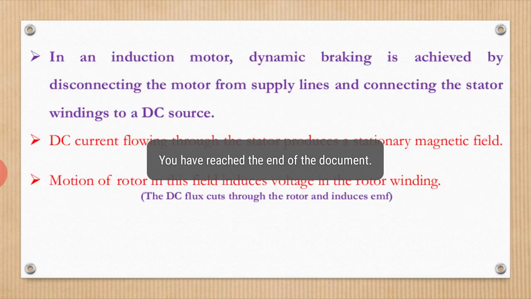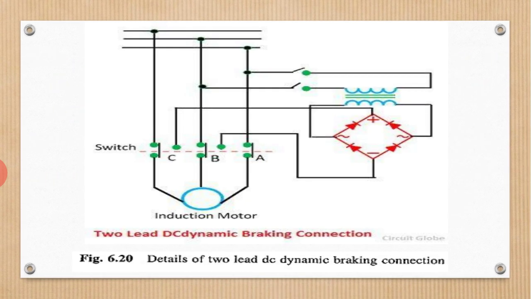Now I conclude this. DC dynamic braking is obtained by disconnecting the supply and connecting to the DC supply. The DC current flowing through the stator produces a stationary magnetic field. Then the DC flux cuts through the rotor and induces the EMF. Hence the current in the rotor, after interaction with the DC flux, produces a retarding torque on the rotor. The generated energy is dissipated in the rotor circuit resistance, thus giving the dynamic braking of the induction motor.